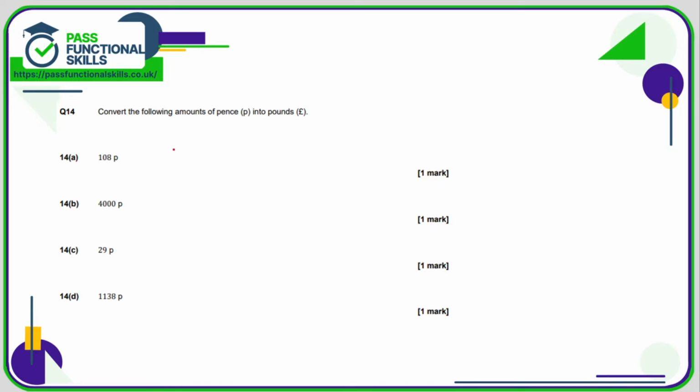Here we want to convert from pence into pounds, so all we need to do is just create 2 decimal places. So that's £1 and 8p, this is £40 and 0p, this is £0 and 29p, this is £11 and 38p. So all of these amounts just need to be changed so that they have 2 decimal places.